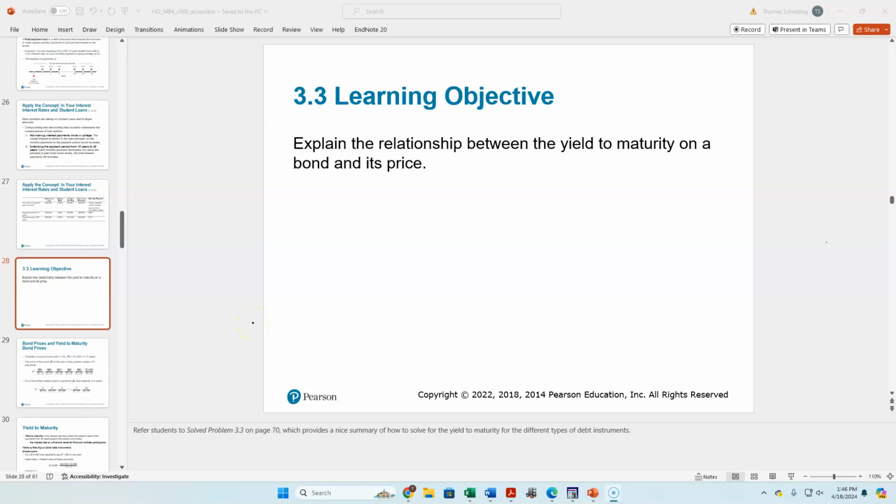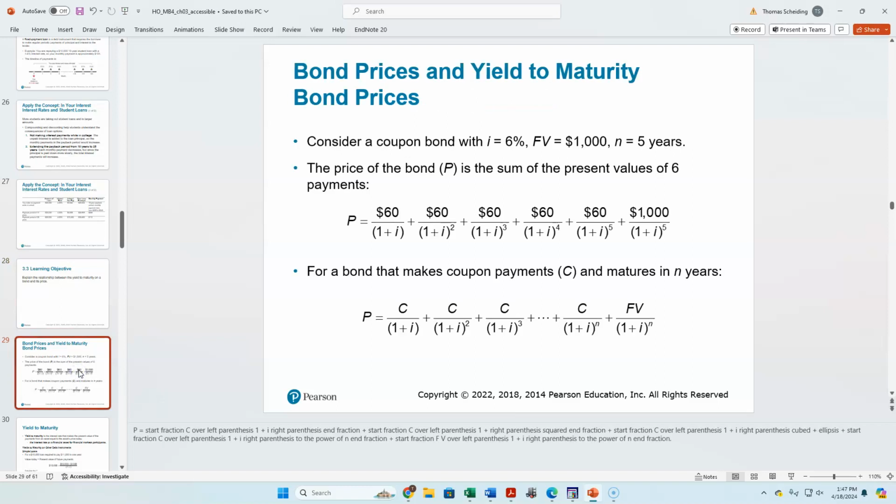Okay, so now continuing on here, we want to look at the relationship between yield to maturity on a bond and what its price is when we look at it in the market. Let's just look at a simple example here, one where we have a coupon bond. Remember, in the case of the coupon bond, I'm given these payments over time. Let's say I have a 6% interest rate, a future value of $1,000, and that the payments are made over the course of 5 years.